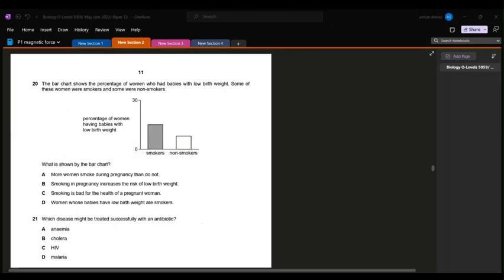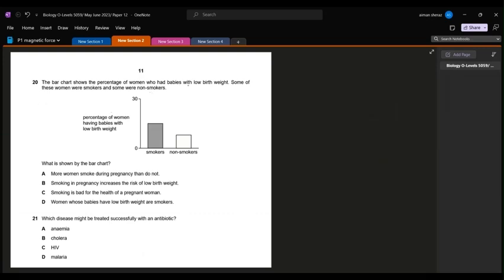Question number 20. The bar chart shows the percentage of women who had babies with low birth weight. Some of these women were smokers and some were non smokers. So, this is a bar chart over here, and they're comparing the smokers with the non smokers that gave birth to low birth weight babies. So, what is shown by the bar chart? Now, I have a scale from 0 to 30, so I can make my own scale with a difference of 10, and this will provide me the reference as well, and it will be basically easier to know.